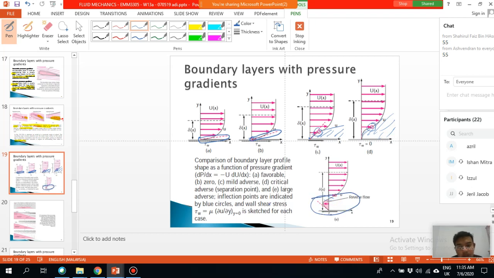Okay, so reverse flow is a large adverse pressure gradient, where the inflection point is indicated by the blue color. Wall shear stress is sketched for each, which means that reverse flow happens. That's why the boundary layer is important to understand. When you have a thicker boundary layer, there will be one point where reverse flow will happen.